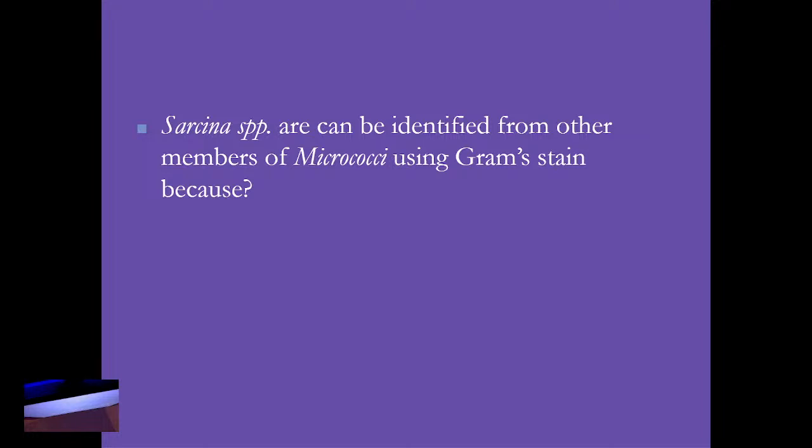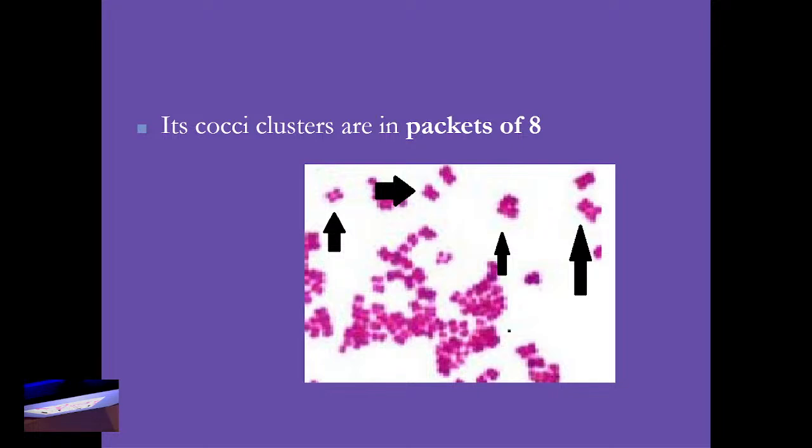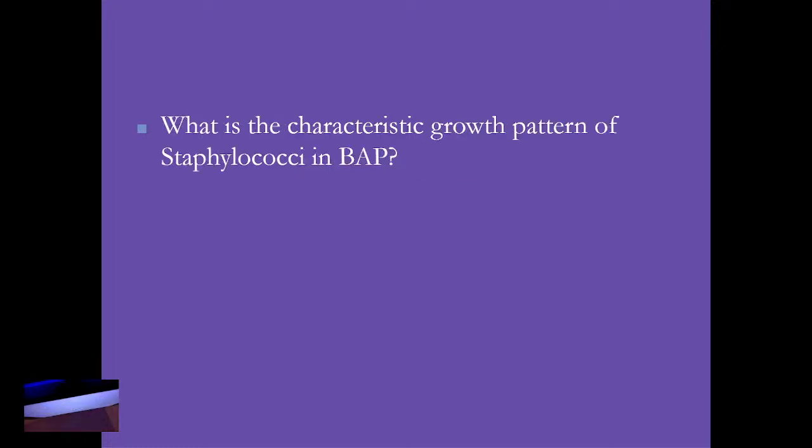Ayan. This is from my professor. Di ba? Hindi ko alam kung saan kinuha ng professor ko. Shout out to Sir Mortel. Okay? So, Sarcina lutea. This is the Sarcina species. Nakita nyo, packs of tetrads sila. Packets of 8. Okay? And they have a characteristic growth pattern on blood agar plates.